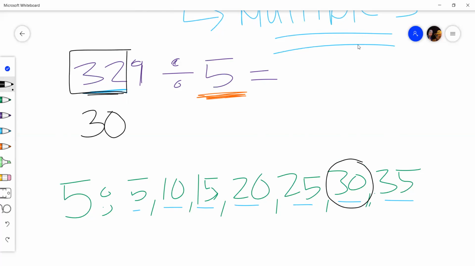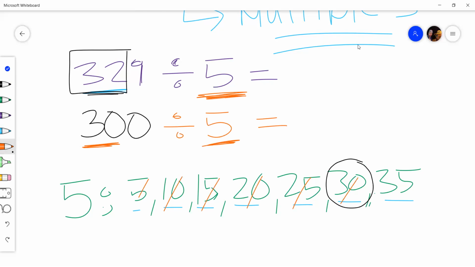So these numbers round to 30, but of course 329 wouldn't round to 30. That wouldn't make any sense. So I'm actually just going to round this 9 to a 0, and I'm going to round this whole thing to 300. The reason I did that is because, here's compatible numbers, something we already know. If I'm going to divide by 5, well, 30 divided by 5 is what? 1, 2, 3, 4, 5, 6. And then this 0 needs its partner right there. So there's my answer. It's 60.